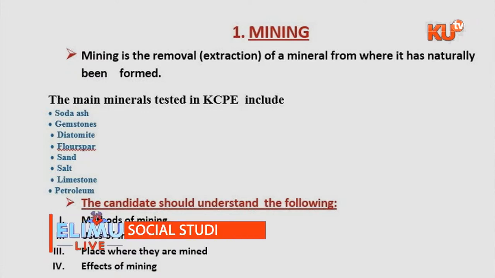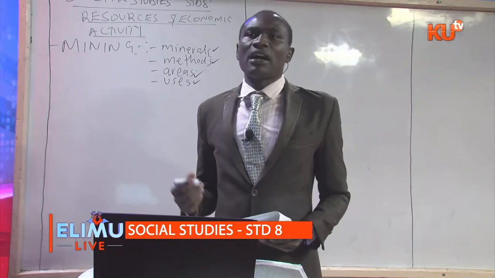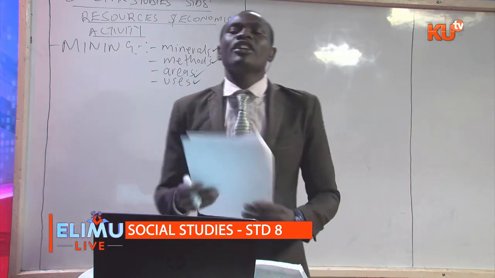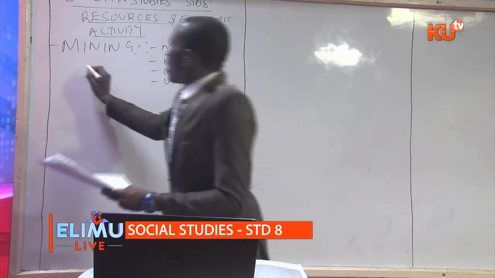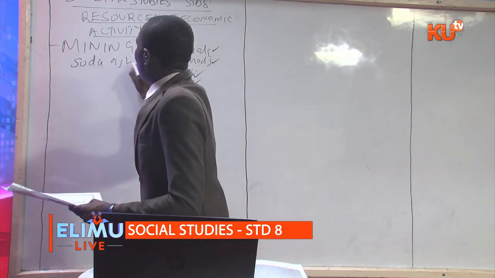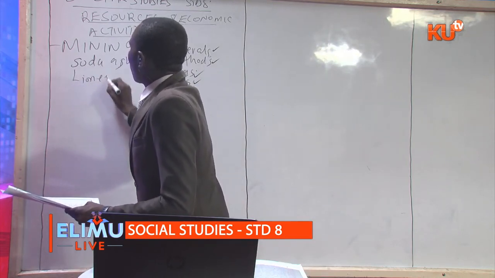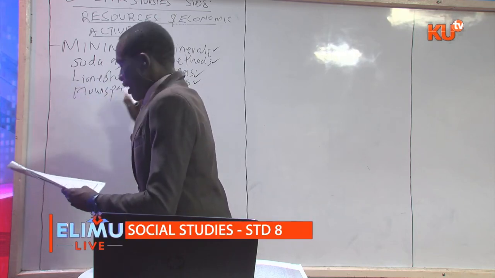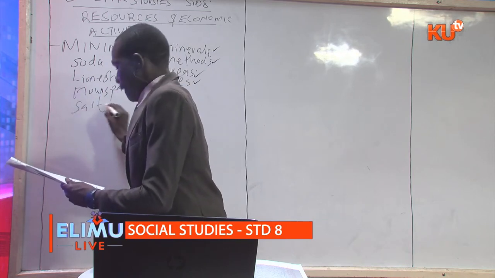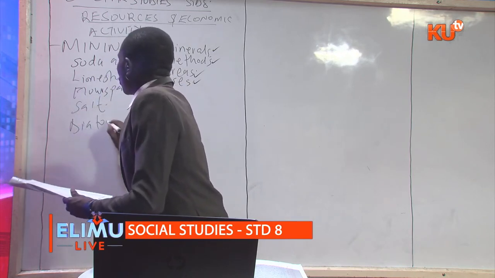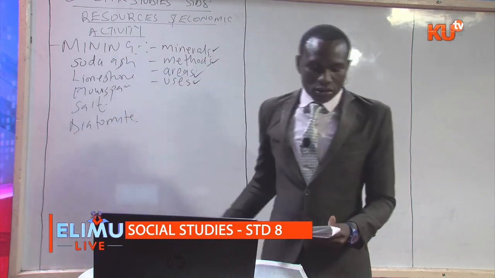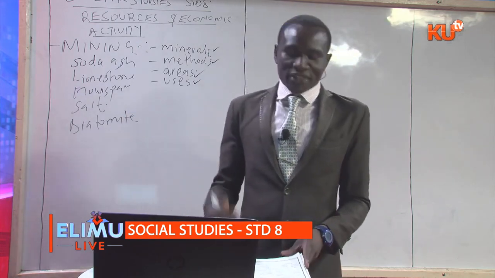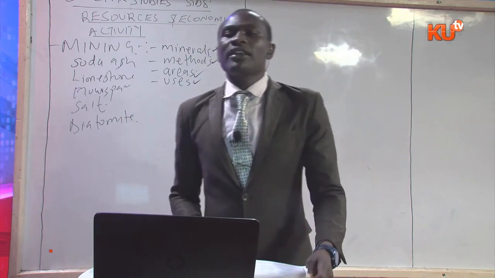These minerals are mined using different methods of mining. And you can see that most of the minerals in Africa, or in Kenya rather, because these are the minerals that we have looked at, are mined in Kenya. Soda ash, limestone, fluorspar, salt, diatomite. So these are the main minerals that are mined in Kenya. And we have said that you should be able to know where they are located, their uses, and also the place where they are mined.